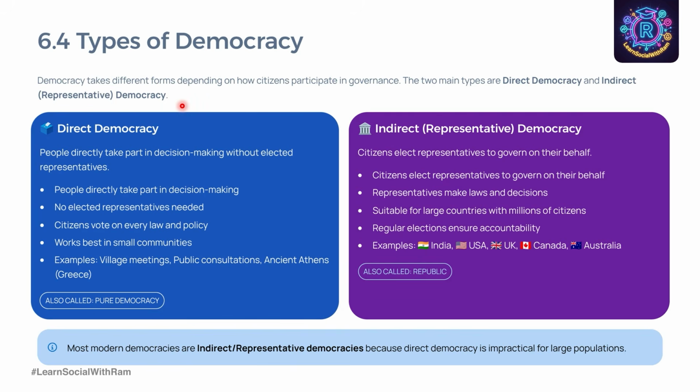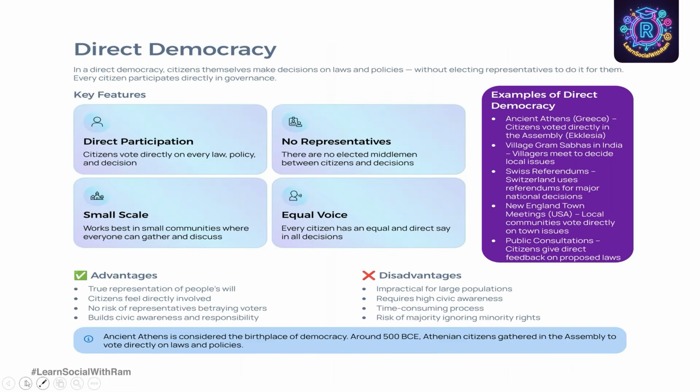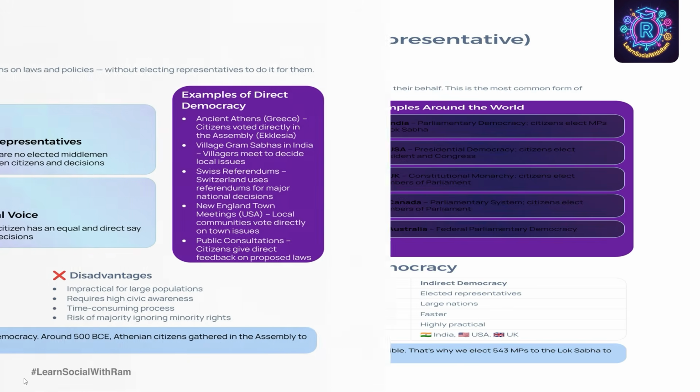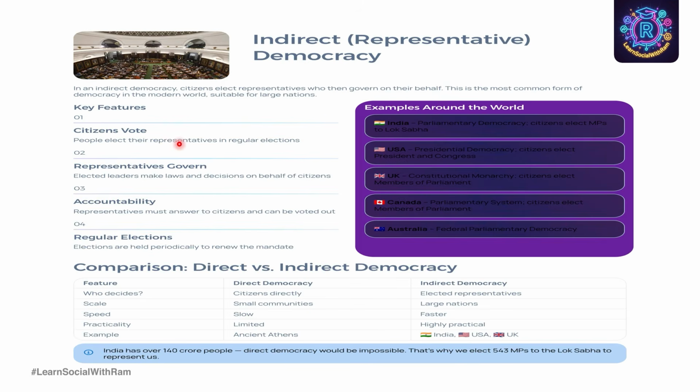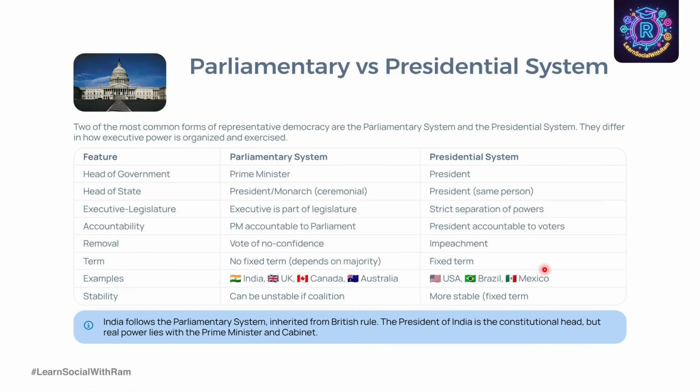And this is a very solid question which can be asked for 2 marks, where you are requested to write the difference between direct democracy and indirect democracy. Now, these are a few points which you can mention: the advantages and disadvantages and the example for direct democracy. Similarly, we have for indirect democracy the key features and the comparison between direct and indirect democracy. Now our next topic is, under representative democracy, we have two important forms of democracy.